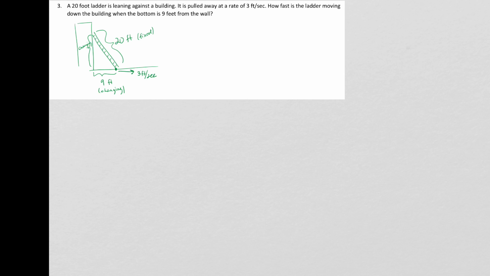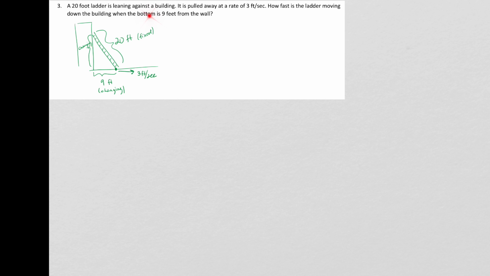Okay, third related rates question here. We have a 20-foot ladder that's leaning against a building. This is kind of a, quote, classic, intro related rates problem, one that people typically learn. It's being pulled away from the wall at a rate of 3 feet per second. How fast is the ladder moving down the wall? So that would be this piece going down like this.